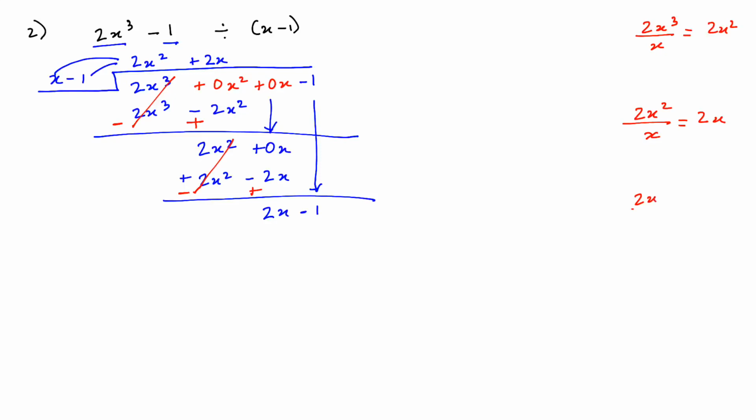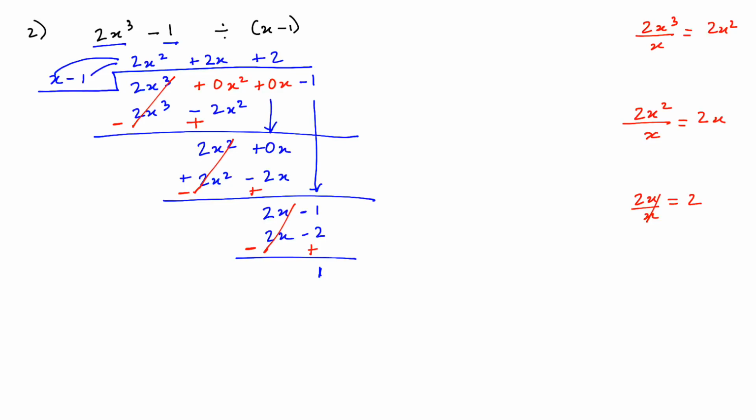So 2x divided by the first term in the divisor x will give us 2. That is what we'll write above. X times 2 will give us 2x, and -1 times 2 will give us -2. Change the signs, negative and positive. This will get cancelled. -1 plus 2 will give us +1. In this question, you have a remainder. Sometimes you may have a remainder, sometimes you may not have a remainder.